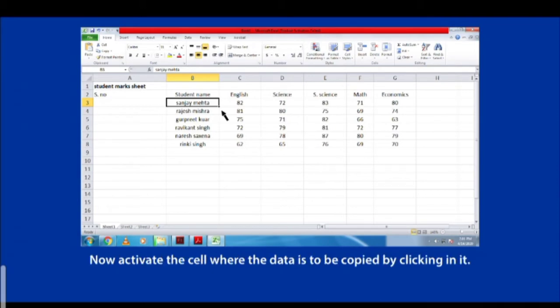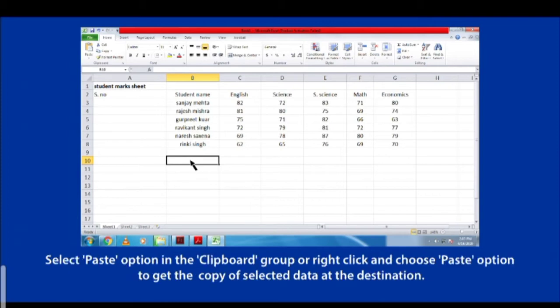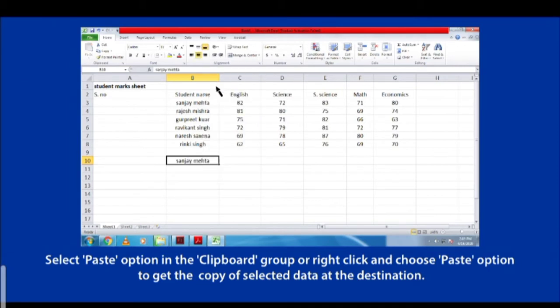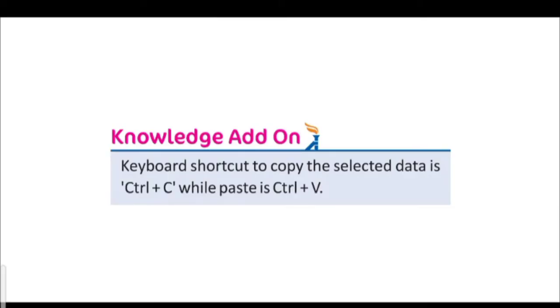Now, activate the cell where the data is to be copied by clicking in it. Select the Paste option in the clipboard group, or right-click and choose the Paste option to get the copy of selected data at the destination.